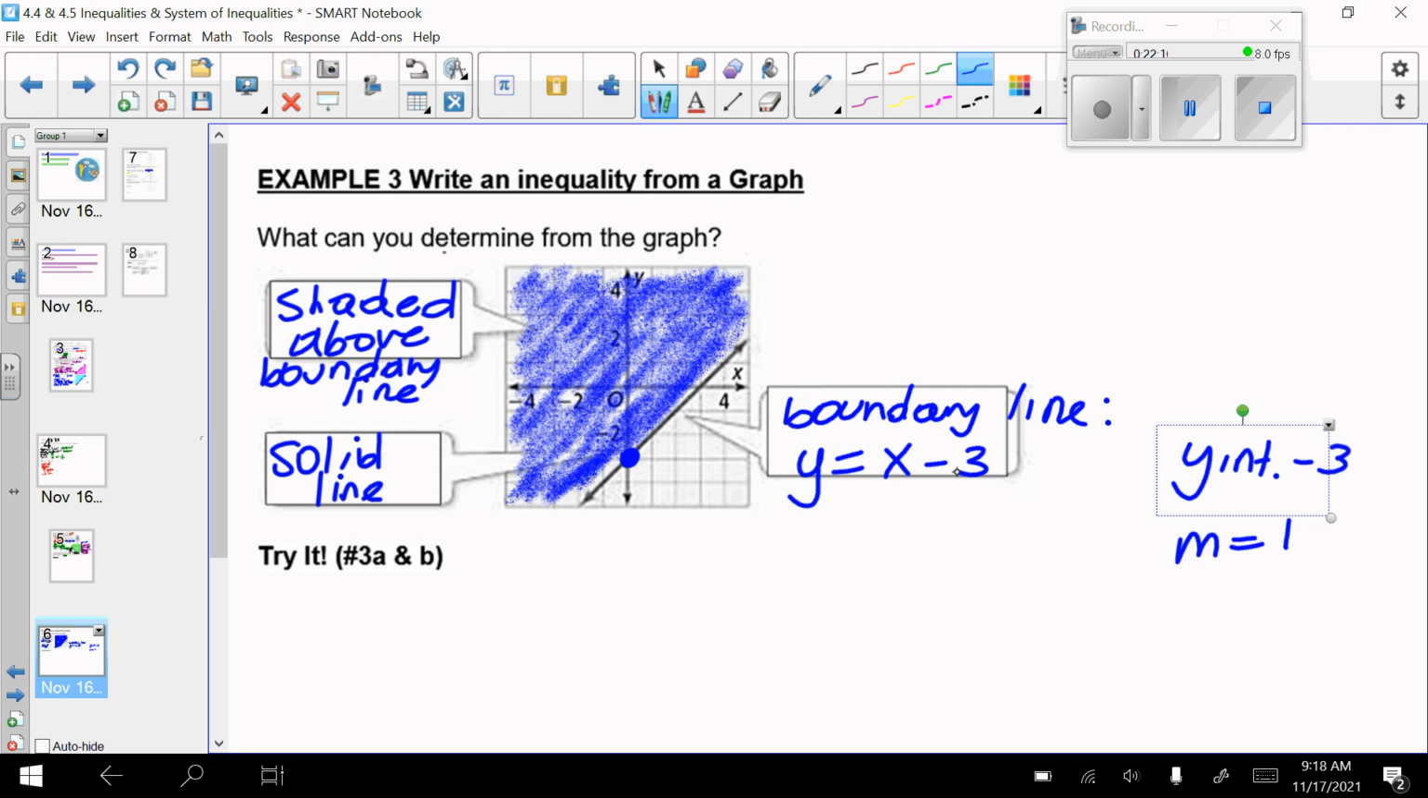So on the LEAP, that could be a very good LEAP question. They could give you a graph like this, and they would want you to write the inequality or the boundary line. If we wanted to write this as an inequality, it would be y is greater than or equal to x minus 3, right? This is a very good LEAP question. I could see them looking at that.